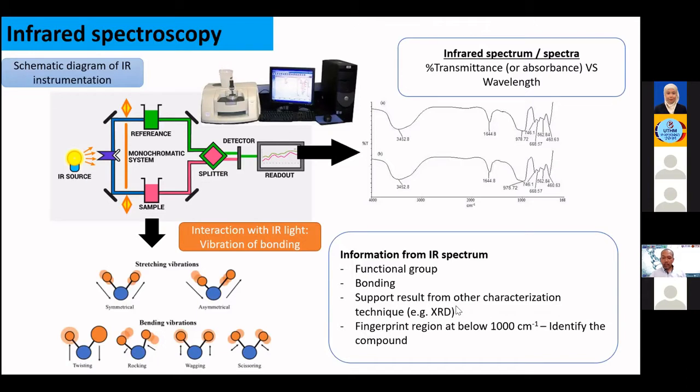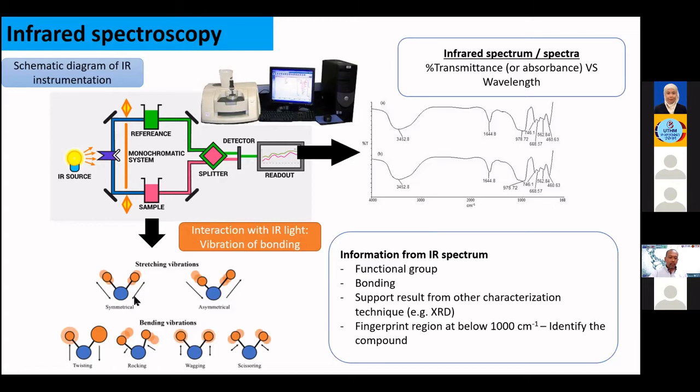If the sample is really pure, with a purity of 98% and above, you can identify the compound, identify the material, from the reference, because it will give specific peaks below 1,000. So this is actually the picture of interaction with light, vibration of bonding.